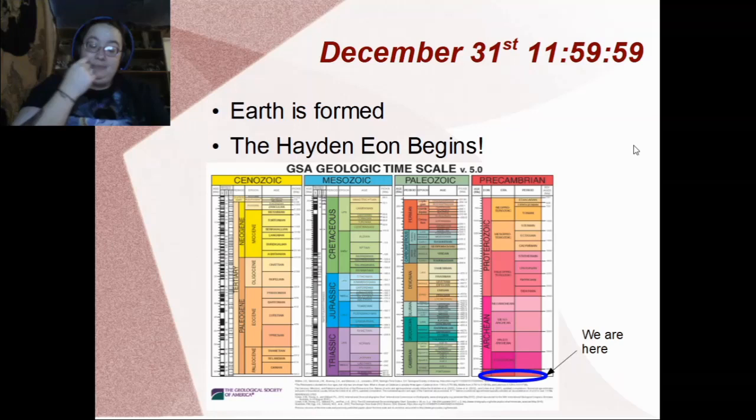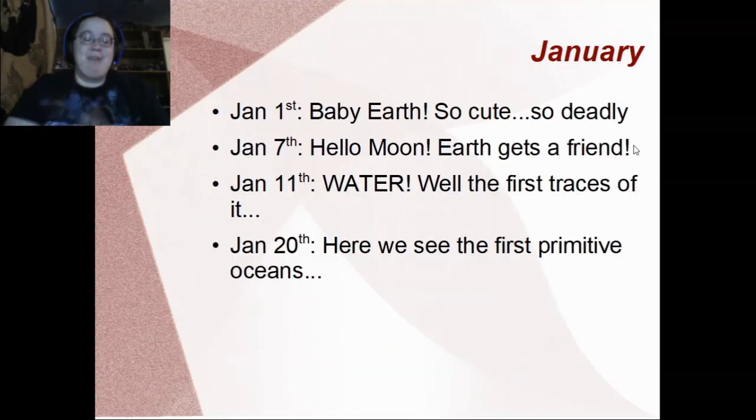Okay, so Earth is formed. Awesome. Let's go to the first day of the year. January 1st, we have baby Earth. It's so cute and it's so deadly. It doesn't have much of an atmosphere. It's incredibly hot and boiling. The surface pretty much hasn't solidified yet. And it has absolutely zero capability of holding life.